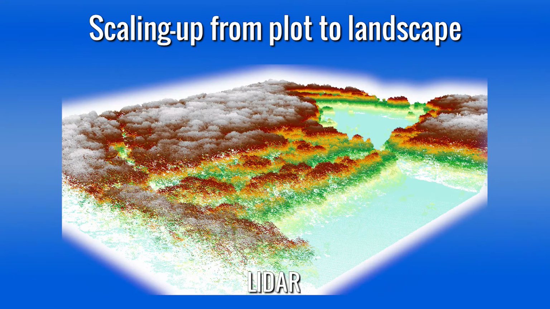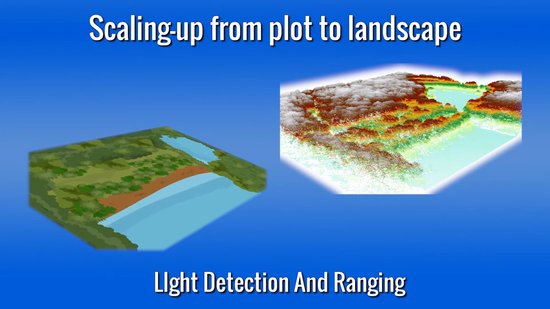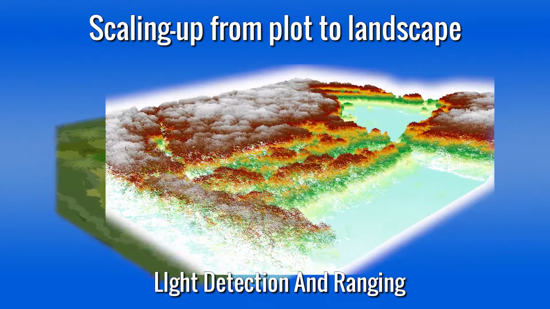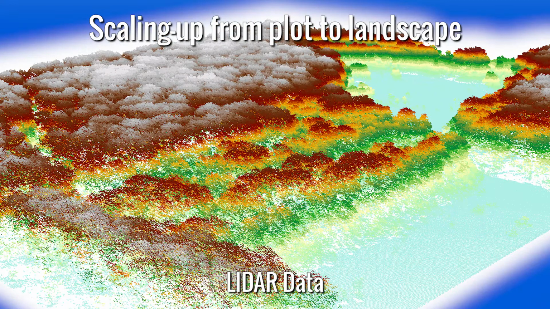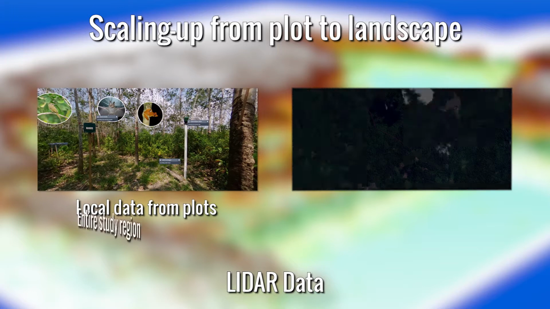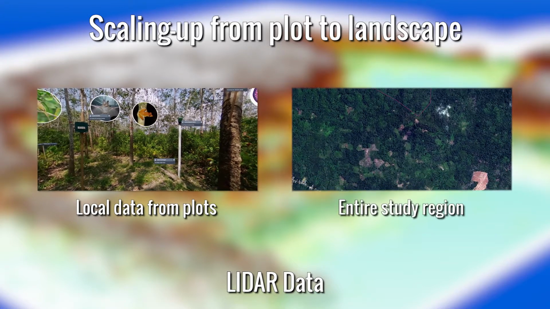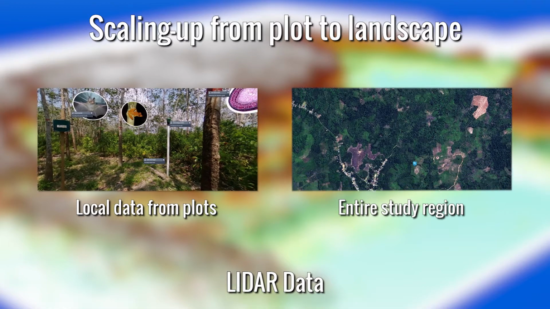We use airborne LiDAR, which stands for light detection and ranging, to generate 3D point clouds of the ground and vegetation, such as the one you see here. We use LiDAR data as a bridge between the local data collected in the plots and the entire study region that will be sampled using satellite imagery, thus effectively scaling up our results to the landscape.